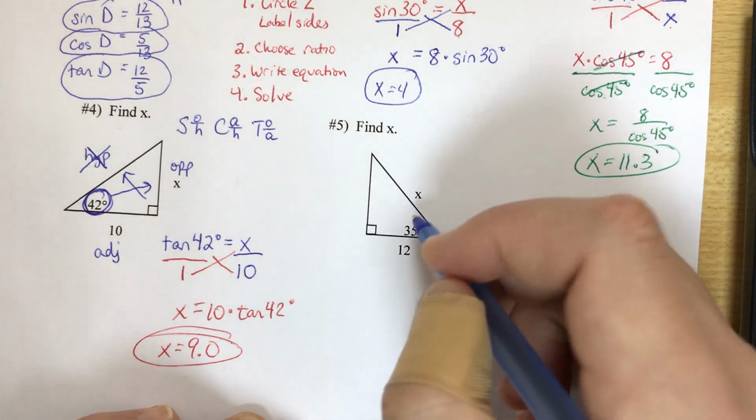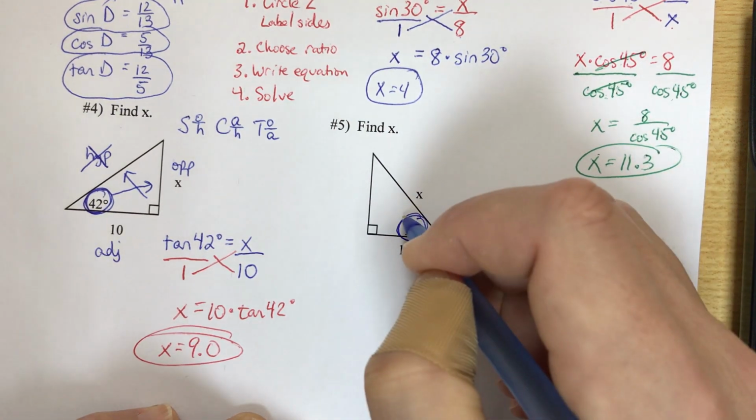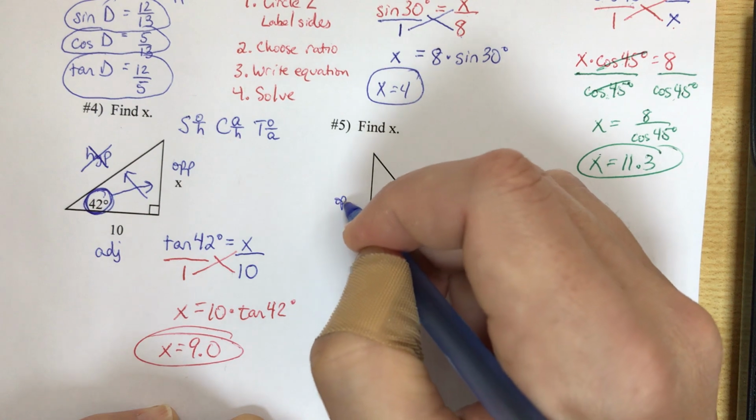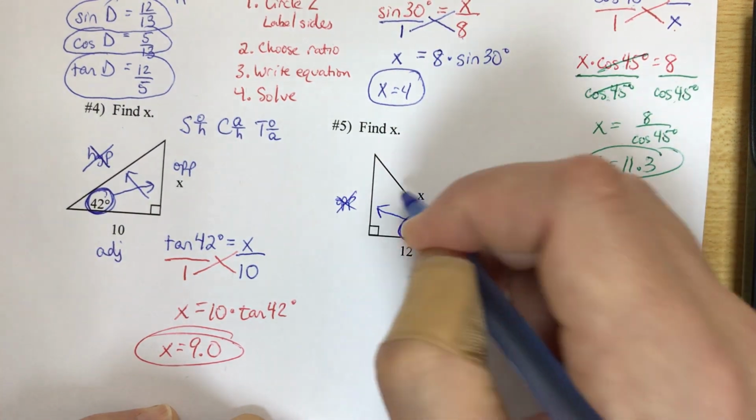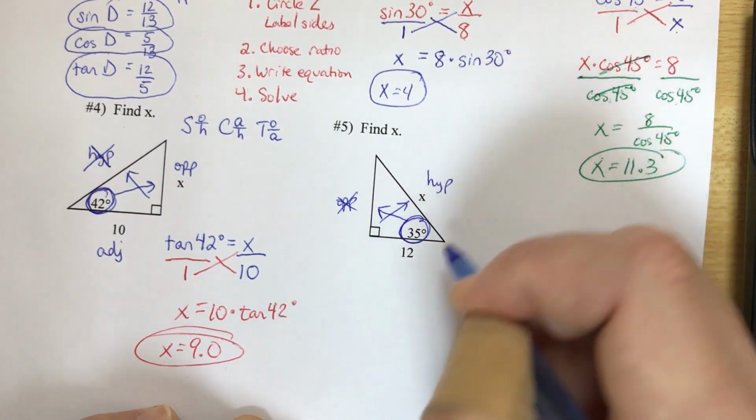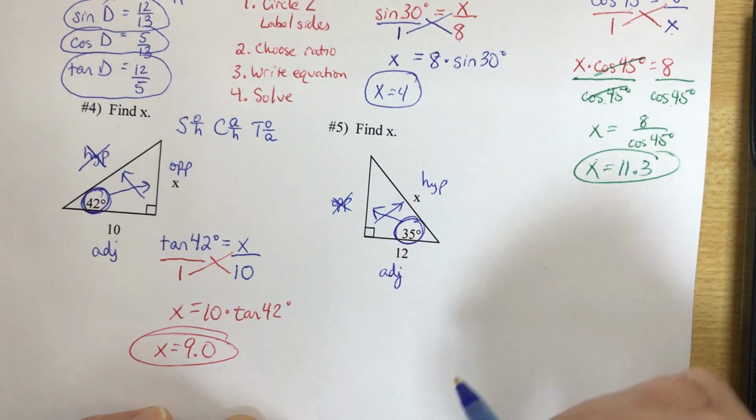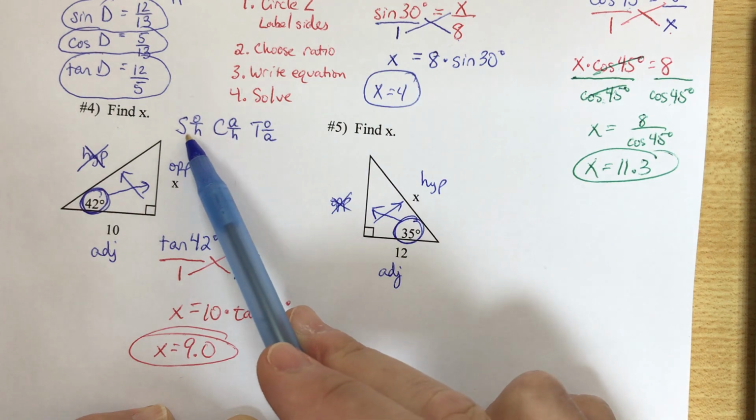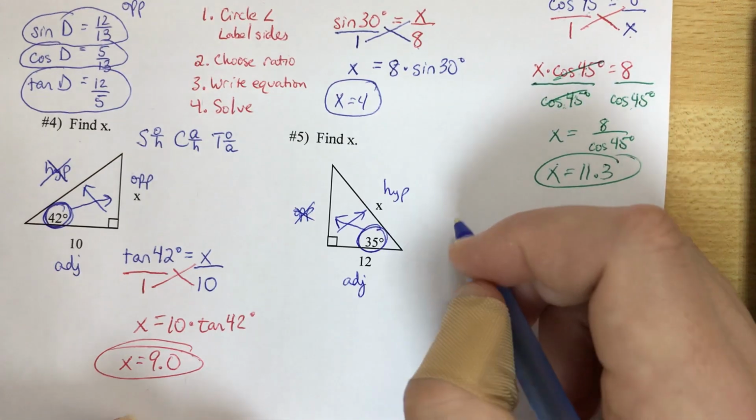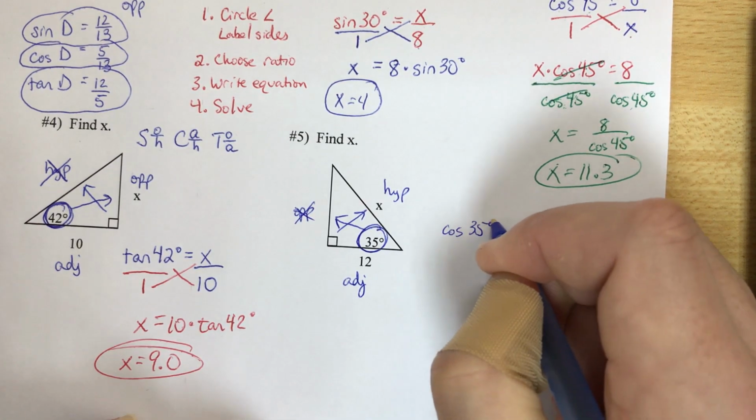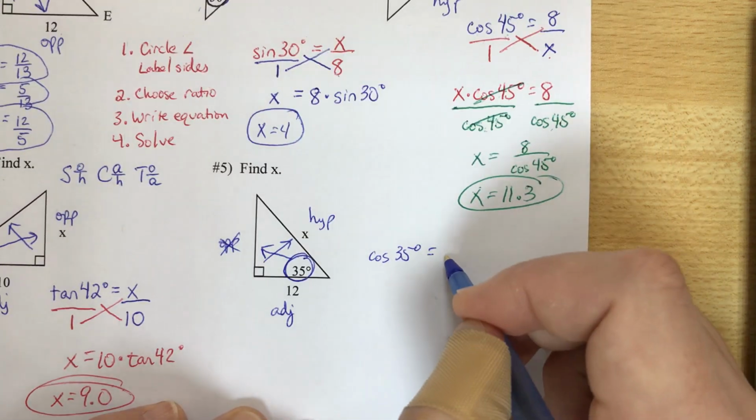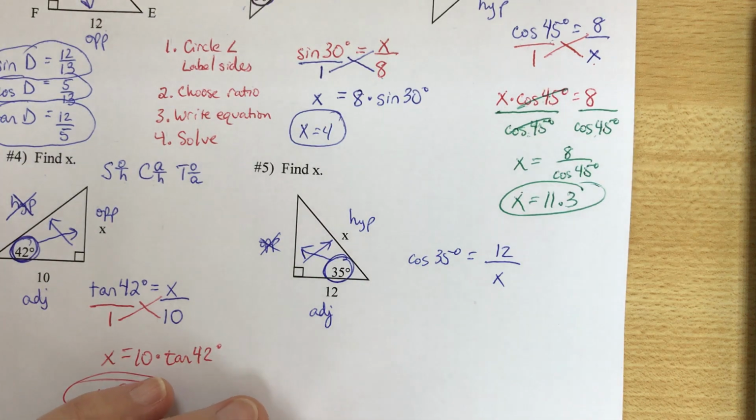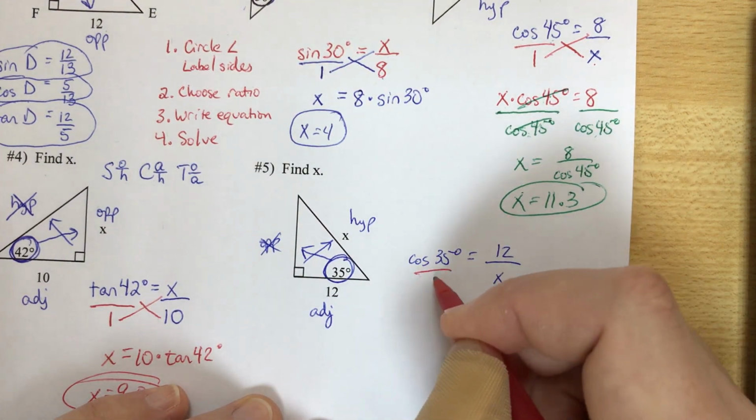So number 5 here, circle the angle. 35 degrees, we're going to use that. The opposite length is blank. The hypotenuse is x, and the adjacent side is 12. Okay, now adjacent hypotenuse is cosine. So cosine 35 degrees equals, it's the adjacent on top divided by the hypotenuse. So this is like the last example. We're going to put that over 1.